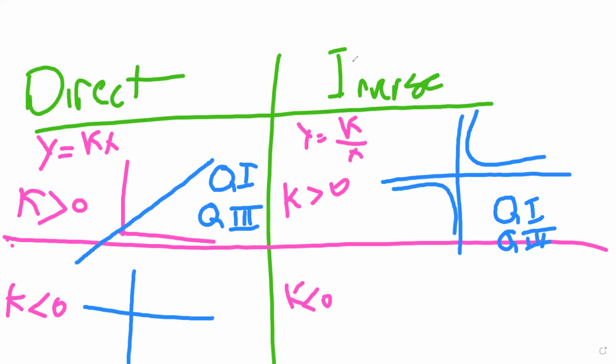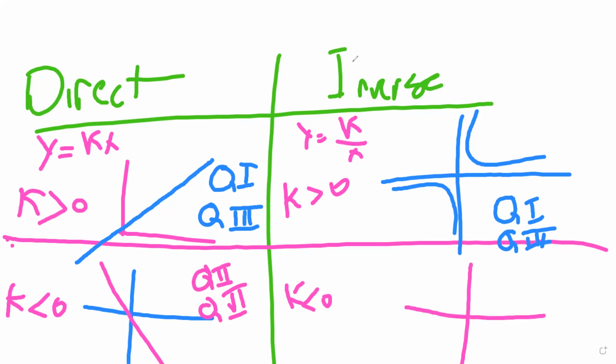If k is less than 0, it comes like this, so it is in quadrant 2 and quadrant 4. And if k is less than 0 for the inverse, it comes here and here, in quadrant 2 and quadrant 4. This is for the direct and for the inverse. Now, do you have any question?